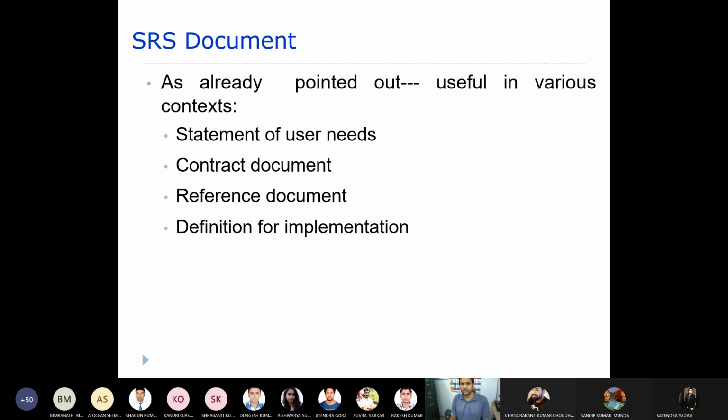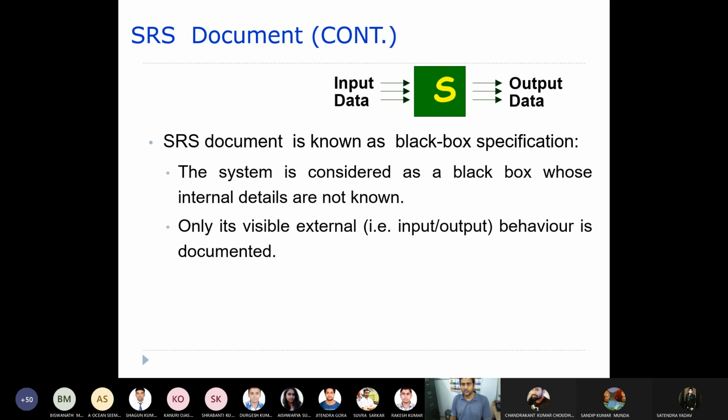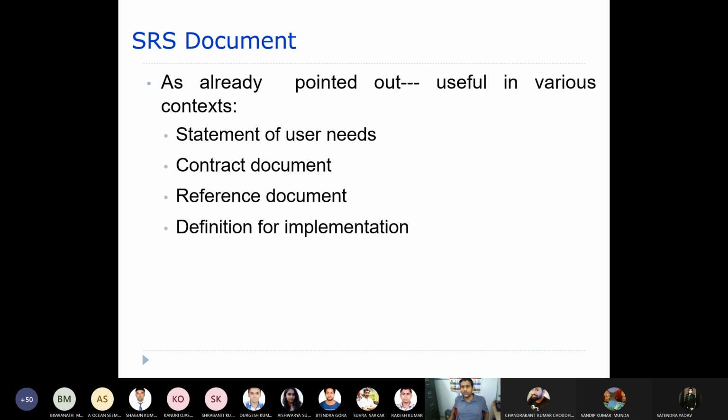So we'll stop here as of now. In the next lecture we'll talk about the SRS completely.